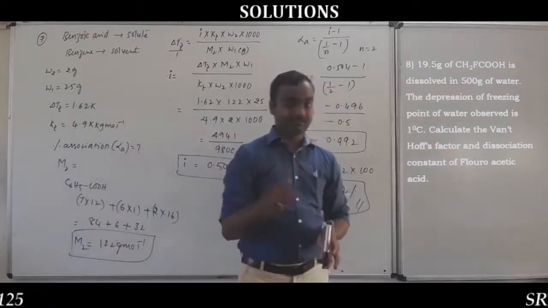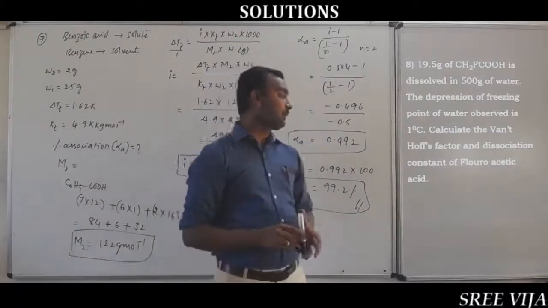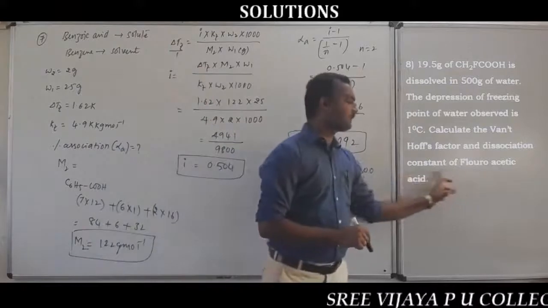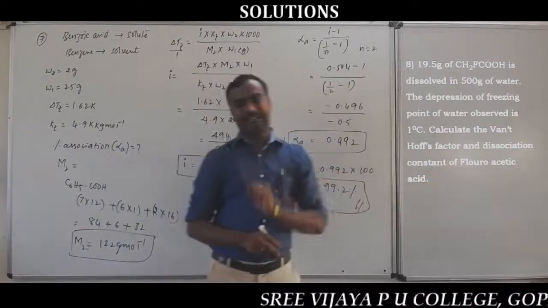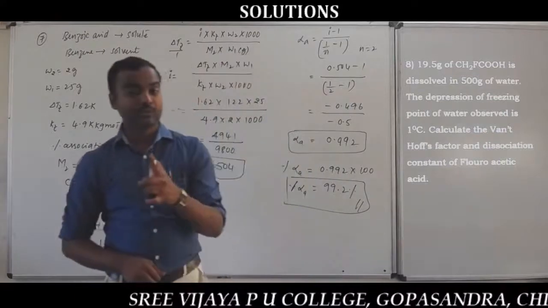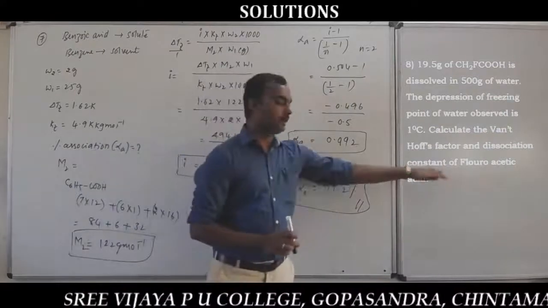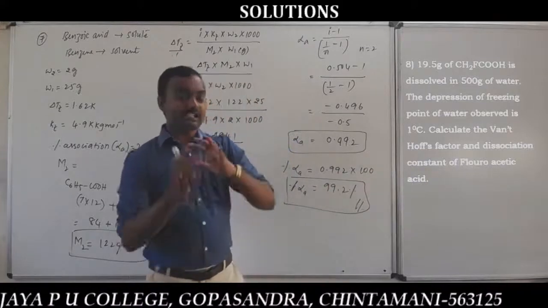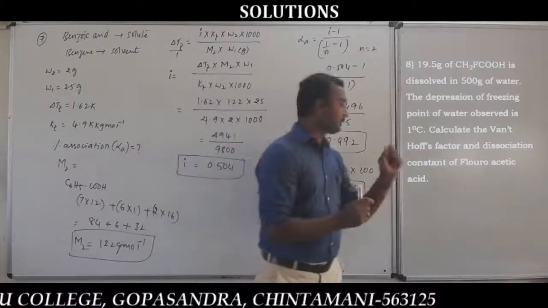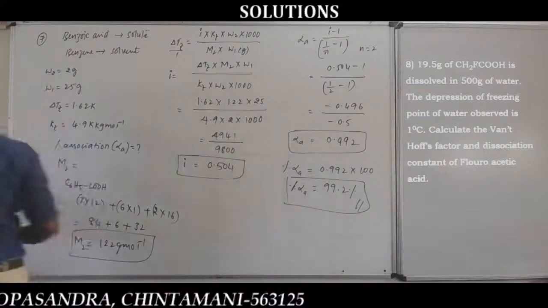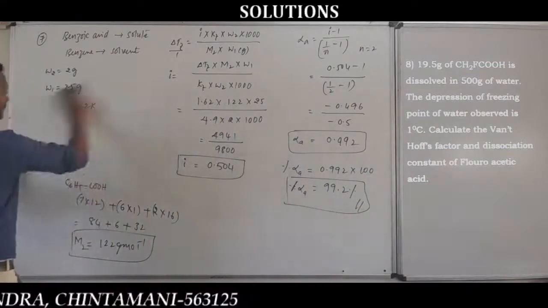Calculate the van't Hoff factor, i, and the dissociation constant of fluoroacetic acid. That is Ka, along with alpha. The first question is about the dissociation constant, that is Ka is equal to C alpha square divided by 1 minus alpha. So before that, we have to calculate alpha, the degree of dissociation. The degree of dissociation is calculated from i, so first, in the given problem, we have to calculate the van't Hoff factor.